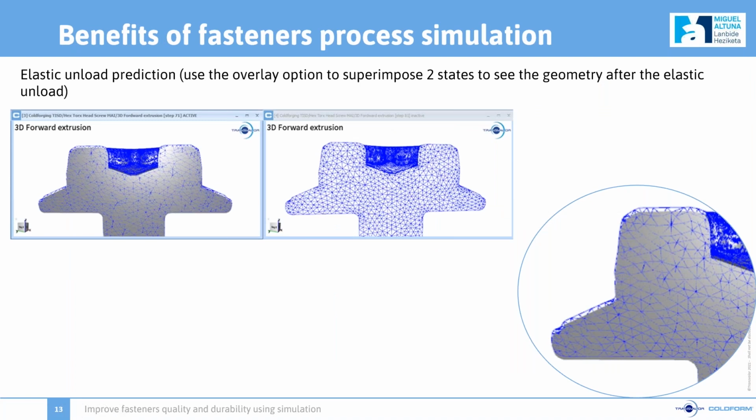If you want to overcome dimensional defects due to elastic unload, it is possible to measure the displacement due to the elastic unload. The last increment of COLDFORM corresponds to the elastic unload prediction.